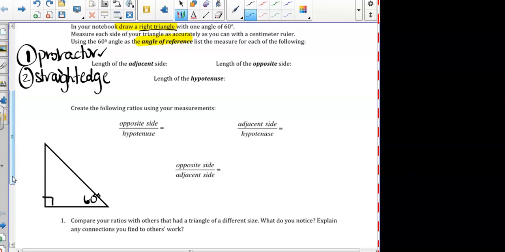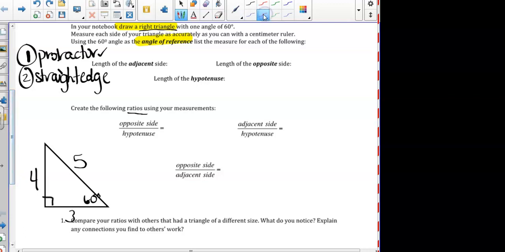We were then asked to measure the side lengths. So without measuring, I'm going to put some side lengths on this right triangle. Say that this length is 4, this length is 3, and this length is 5. So we were asked to create the following ratios.